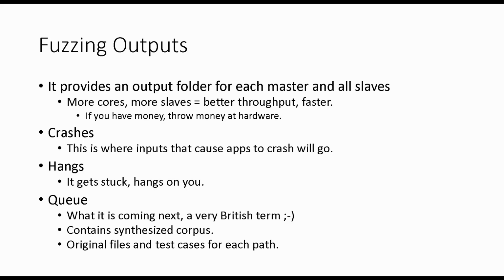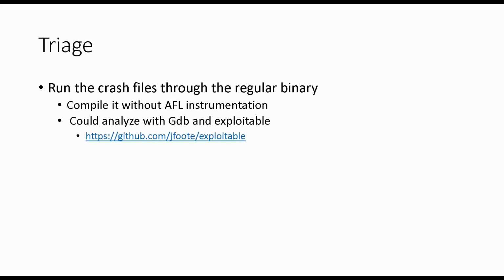The queue is going to have our synthesized corpus. So we could take that synthesized corpus and we could rebuild off of that. I'll talk more about that a little bit later on, but let's start thinking about that. It contains the original files as well as the test cases for each path. So triaging, we've alluded to this a number of times already.